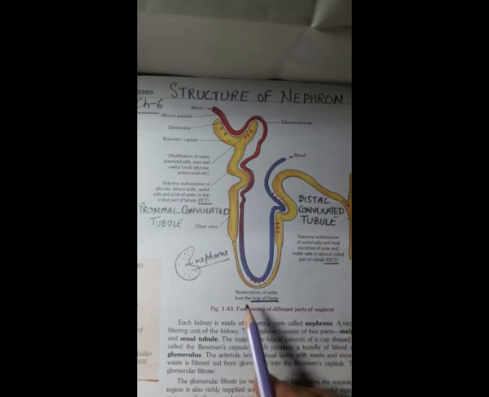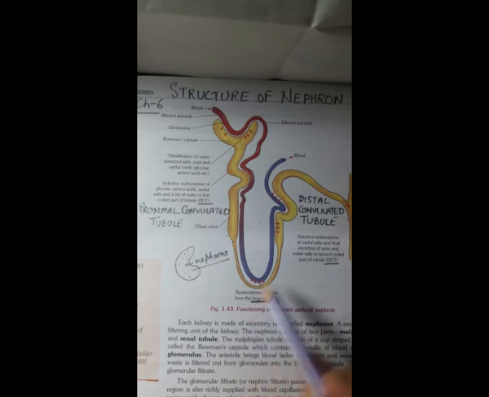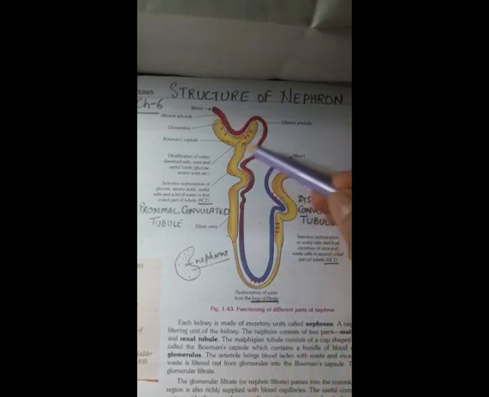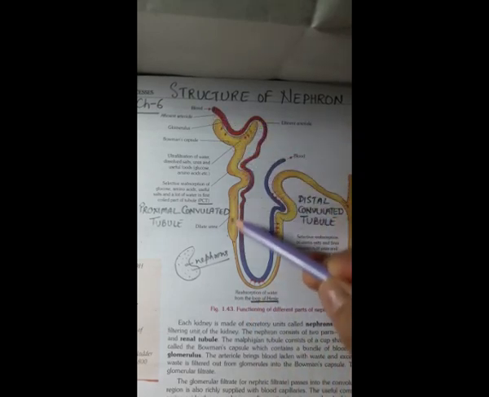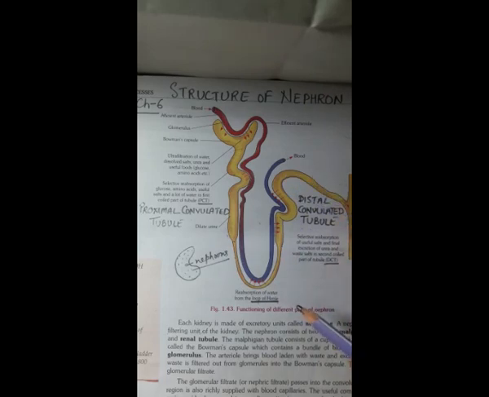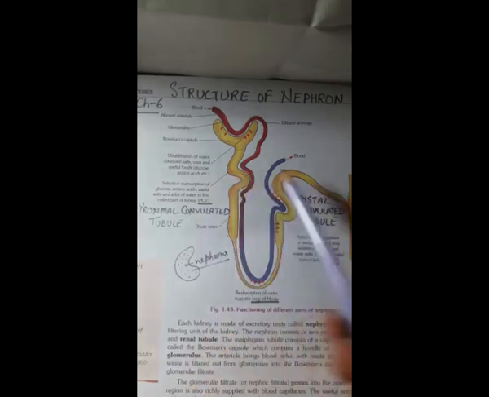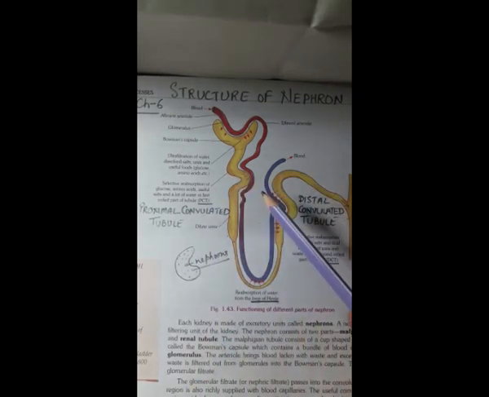So you can see here the enlarged view of a single nephron. A single nephron has been enlarged in size so that it is very clear to you. So let's start its structure first. This nephron contains basically two parts. It divides into two parts.